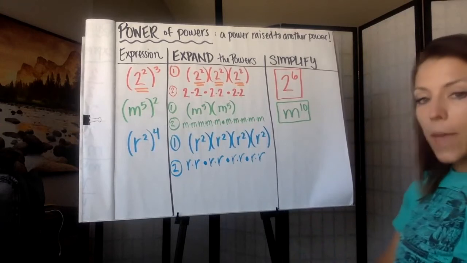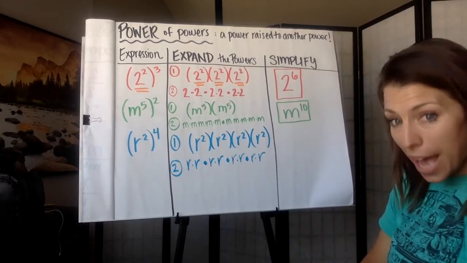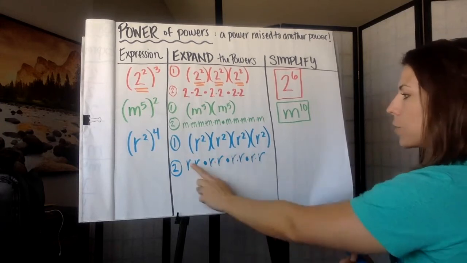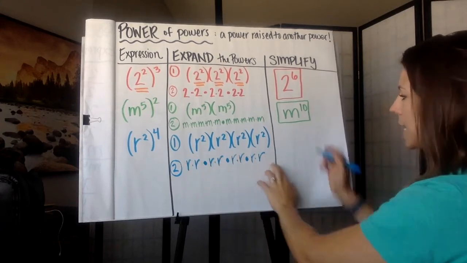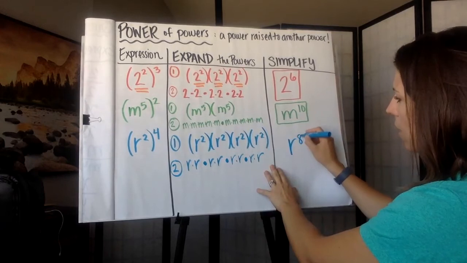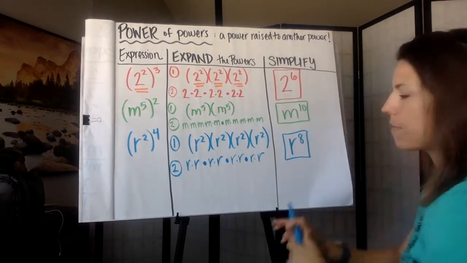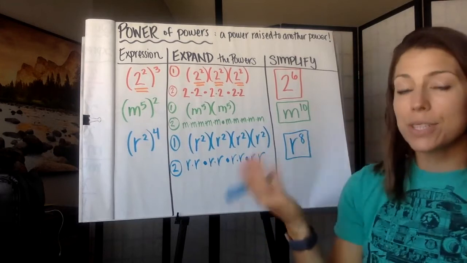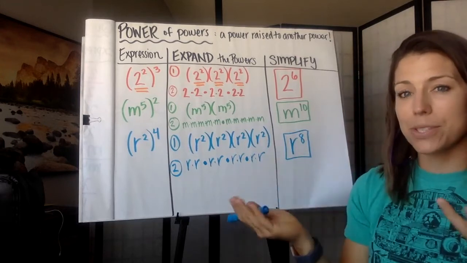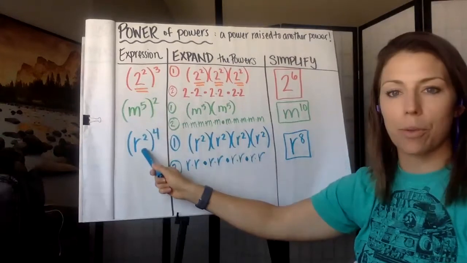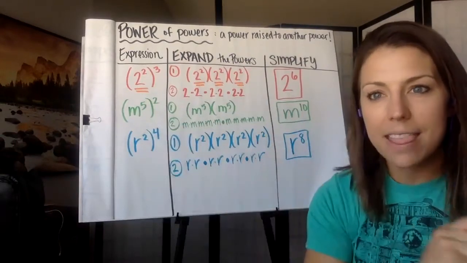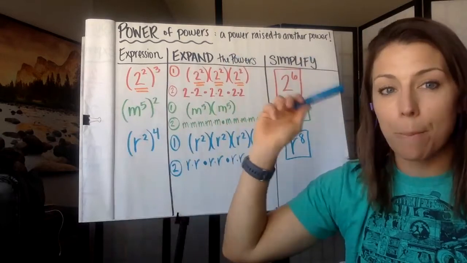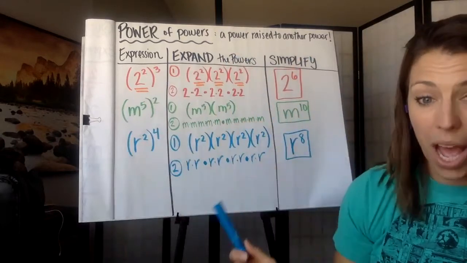Whew. Okay, how many total times am I multiplying R? 2, 4, 6, 8, or 1, 2, 3, 4, 5, 6, 7, 8. So I would write my final answer as R to the power of 8. And that's how a power of powers works. So it doesn't really matter if you have the same base or not, because really we're just dealing with single powers. Now, to end this video, I'm going to bring back all of our examples from power, quotient, and product.